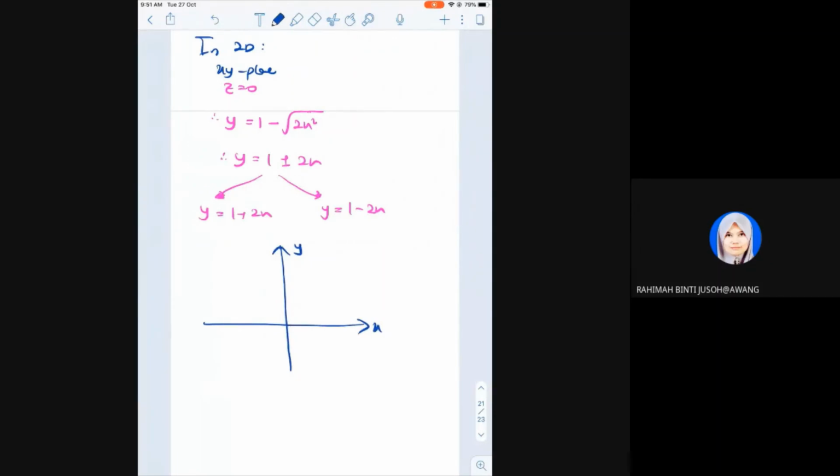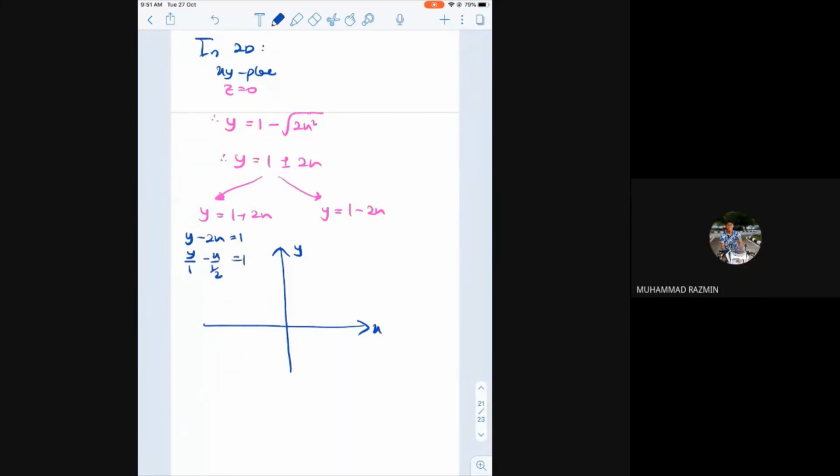Remember the intercept form we learned, Y minus 2X equals to 1. So Y over 1 minus X over 1 over 2 equals to 1. Yes, we just learned it last week. So 1, and negative 1 over 2. Alright, so this is the line. For this one, Y plus 2X equals to 1, so Y over 1 plus X over 1 over 2 equals to 1. So Y equals to 1 here, X equals to positive 1 over 2. So this is the line.